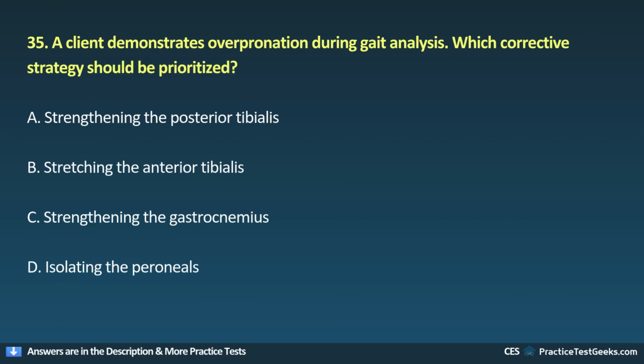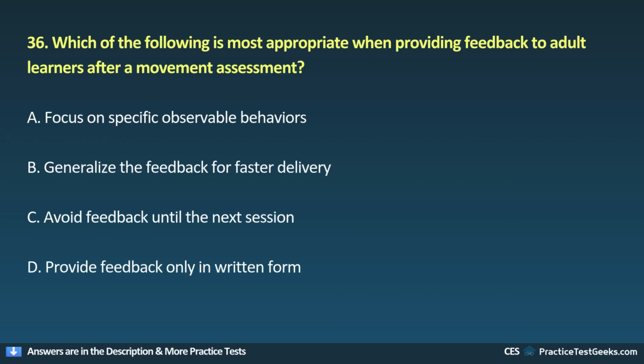35. A client demonstrates overpronation during gait analysis. Which corrective strategy should be prioritized? A. Strengthening the posterior tibialis. B. Stretching the anterior tibialis. C. Strengthening the gastrocnemius. D. Isolating the peroneals.